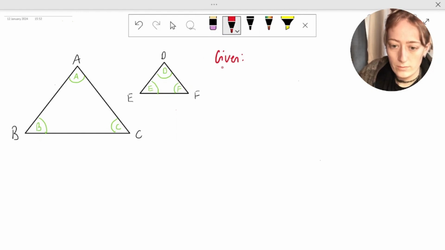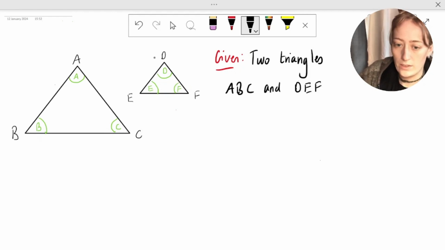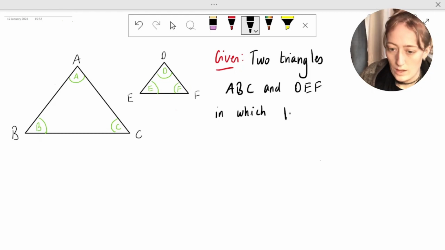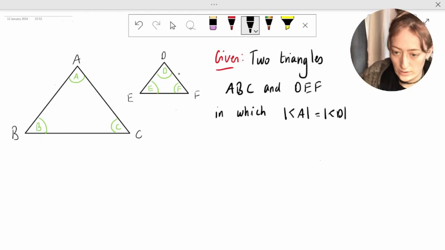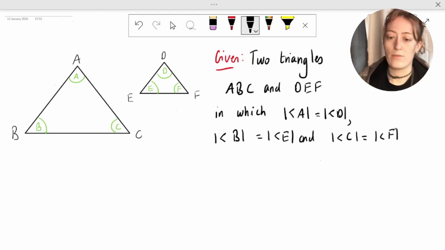So given two triangles ABC, triangle ABC, and DEF, triangle DEF, in which angle A equals angle D. Okay, angle A equals angle D. Angle B equals angle E. Angle B equals angle E. And angle C equals angle F. Okay, so this is the context of our proof.